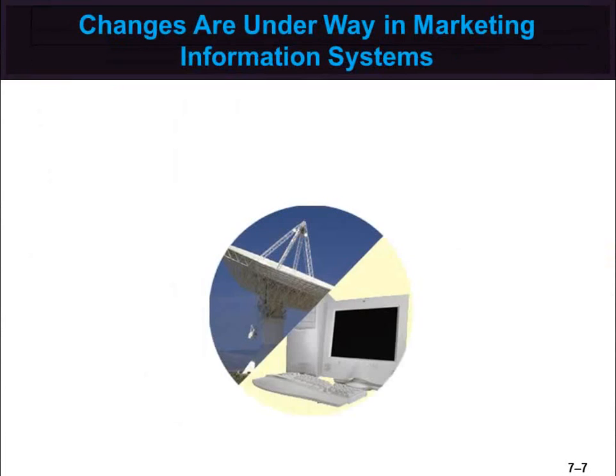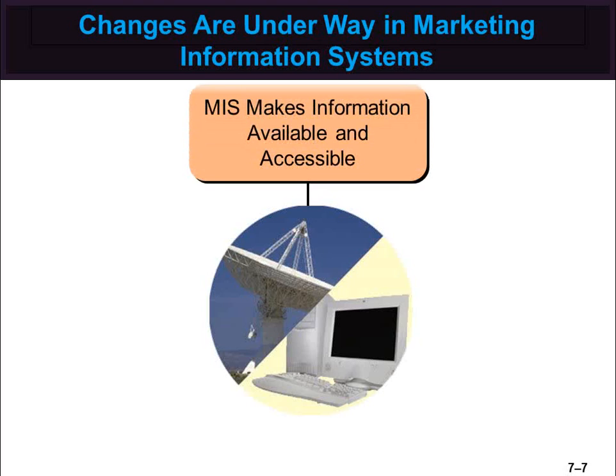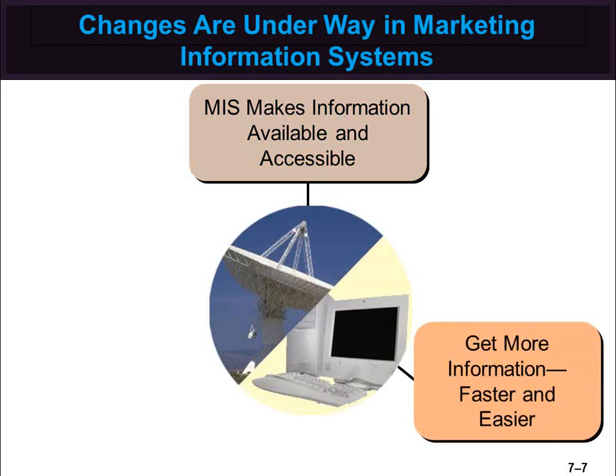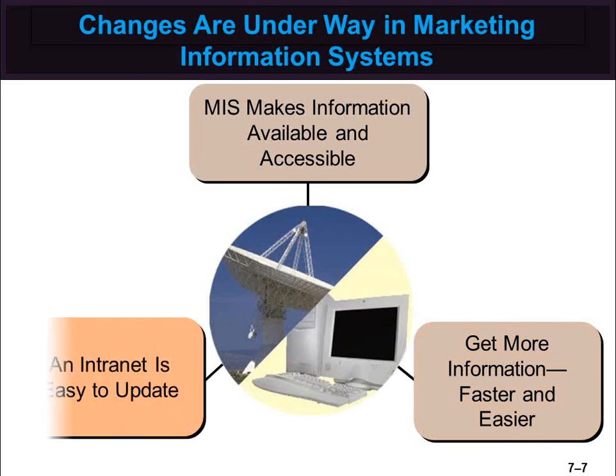Marketing managers need information about customers and their responses to the marketing mix, targeting and segmentation, competitors, and the marketing environment. They also need information that will allow them to do detailed cost analysis for the purposes of implementation and control. Marketing information systems help make this information available and accessible. An MIS allows a manager to get more information faster and easier, making it readily available in an easy-to-use format. The intranet is a system for linking computers within a company that works like the internet. The intranet is easily accessible and is also easy to update.